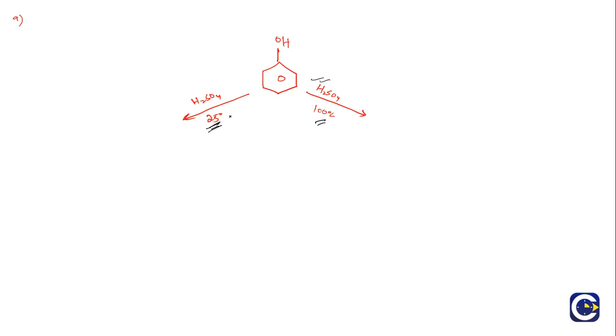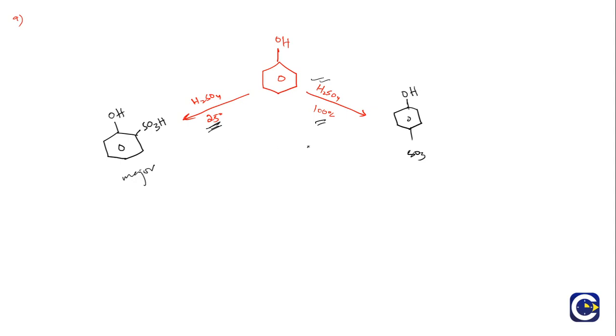We are increasing the temperature in one case and decreasing it in another. The impact of this temperature difference is that at lower temperature we get the ortho substituted product as the major product, and at higher temperature we get the para product as the major product.